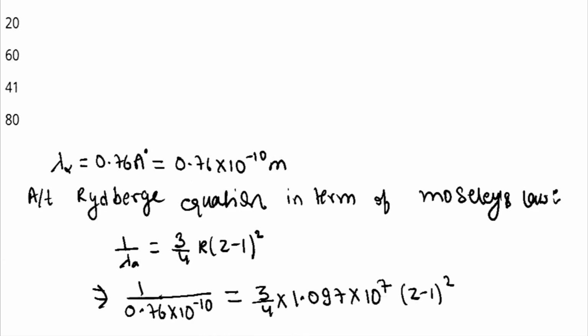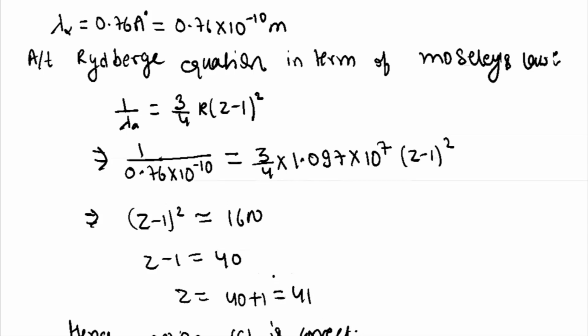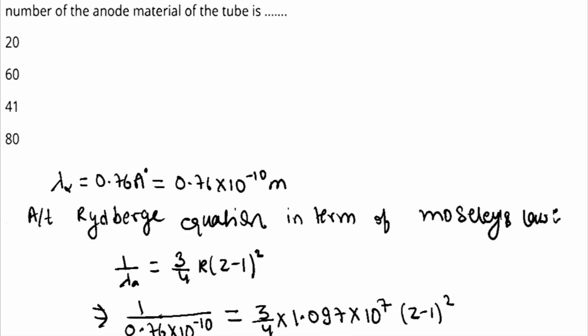Hence option C is correct, that is 41. So the atomic number of the anode material of the tube will be 41. Option C is correct. I hope you have understood the solution. Thank you and keep watching.